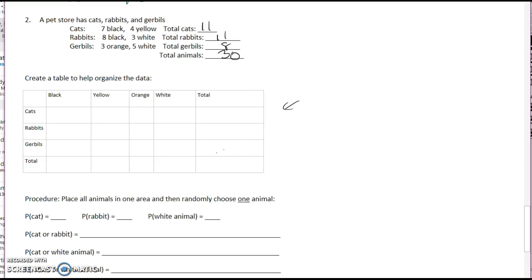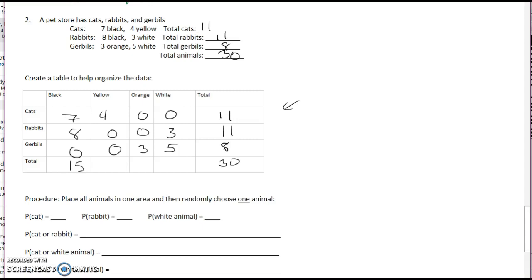So in this contingency table, we have rows and columns. The rows correspond to the animals, and the columns correspond to the colors. We know the totals for these different animals are here, the total number of animals right here. Then we fill in 7 black cats, 4 yellow cats, no orange ones, no white ones. And 8 black rabbits, no yellow rabbits, no orange rabbits, but there are 3 white rabbits. Finally, the gerbils: there are no black gerbils, no yellow gerbils, there are 3 orange ones, and there are 5 white ones.